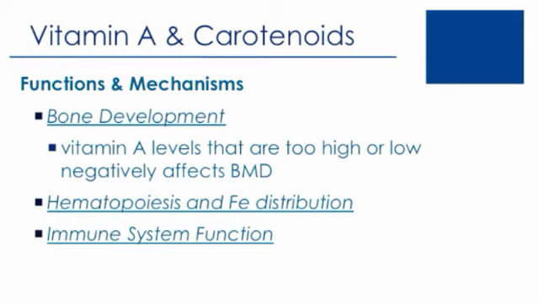Next, we see a role of vitamin A in bone development, in hematopoiesis and iron distribution, as well as immune system function. So with bone development, what is interesting is that vitamin A status that is either too high or too low can negatively affect bones. So you want to make sure to have enough, but not too much or not too little vitamin A.